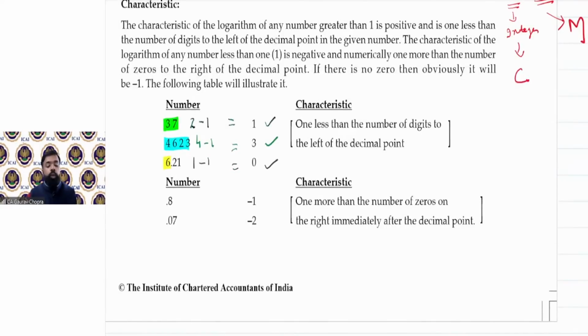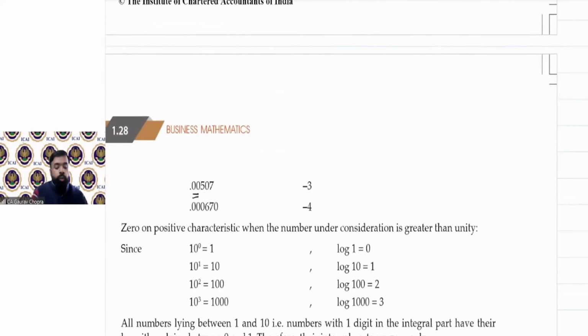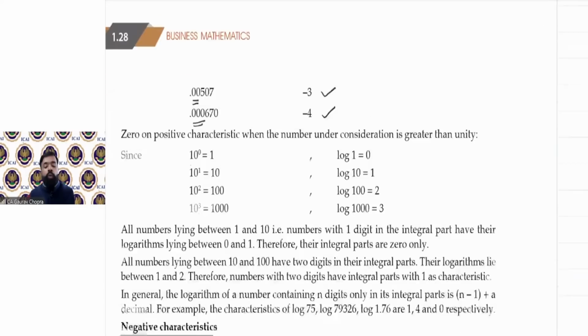Then the number 0.08 is written. Before the decimal there is nothing, 0. So you will be writing 0 minus 1. It will give you minus 1. Then before the decimal it is nothing, and after the decimal there is a 0 as well. So it is basically negative 1 already. Then minus 1, you will get minus 2. This is the way of calculating the characteristic. If there are 2 zeros, then it is minus 3. 3 zeros, then it is minus 4. In this way, we have to count the characteristic.